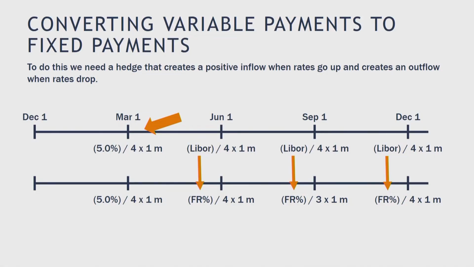Now, if we want to convert variable payments to fixed payments, the issue is this: when we look at March 1, we actually know what we're going to be paying on March 1, because it's based upon the 3-month spot rate determined here, but what we're going to pay on June 1 is uncertain. What I want to do is convert this unknown June 1 payment into a fixed rate.